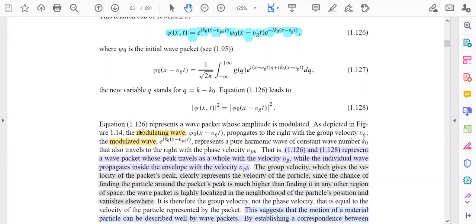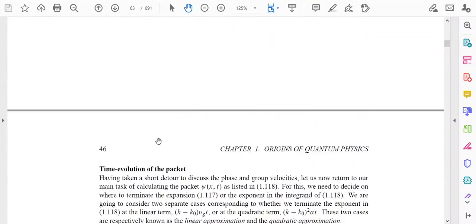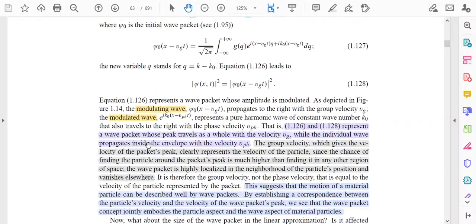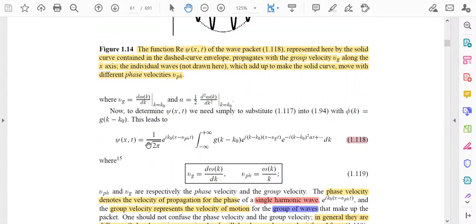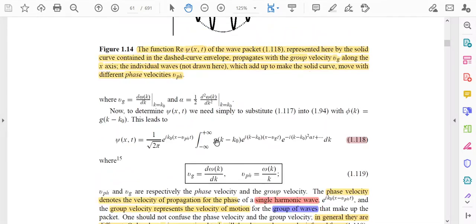Equation 1.126 represents a wave packet whose amplitude is modulated, as depicted in figure 1.14. So what is equation 1.126? That represents a wave packet whose amplitude is modulated. So let us see figure 1.14 again. This is figure 1.14.